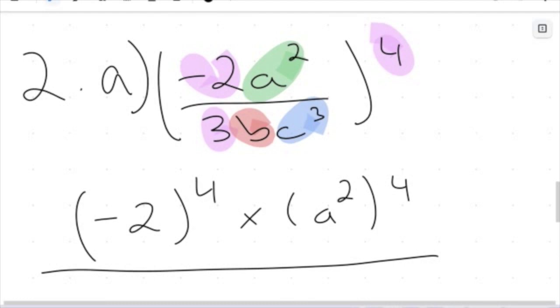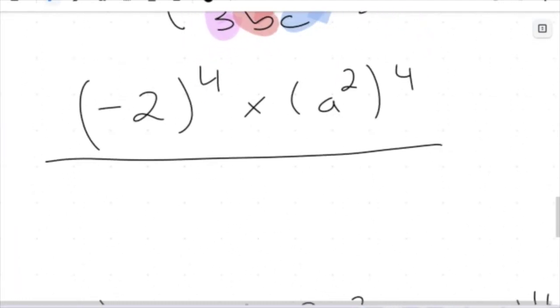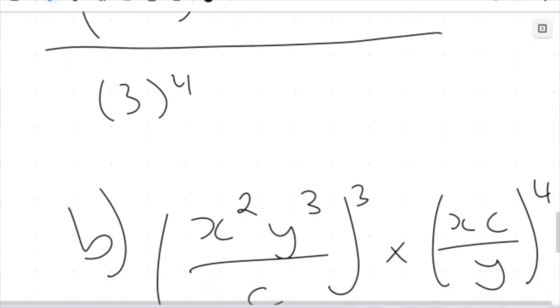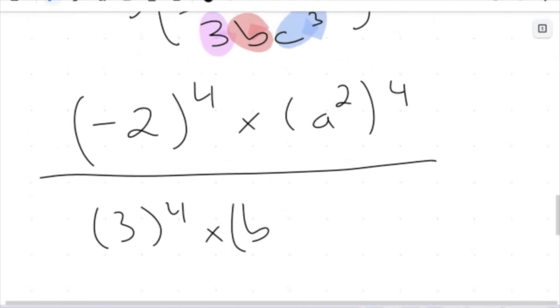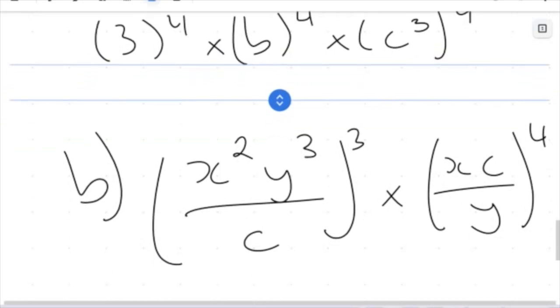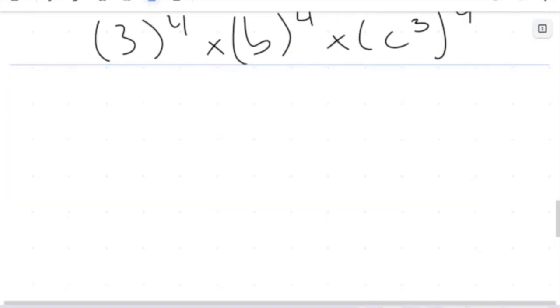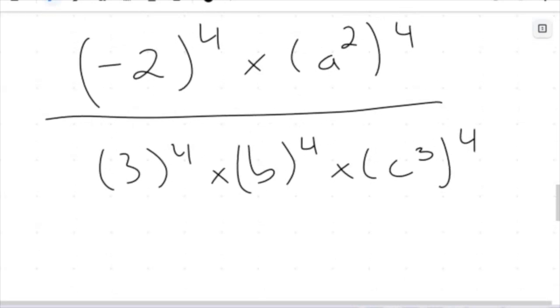So here, I took my -2 to the power of 4. I took my a squared to the power of 4. I'm taking my 3 to the power of 4. I'm taking my b to the power of 4. And I'm taking my c cubed to the power of 4 as well. Let's give ourselves some more space here. Now all I have to do is just find what each of these terms is going to be.